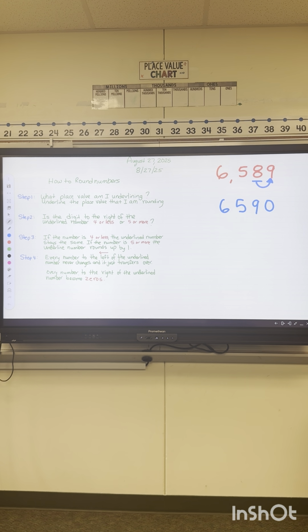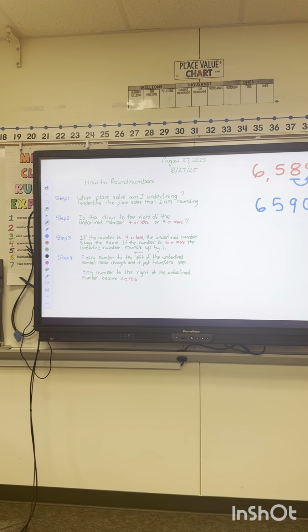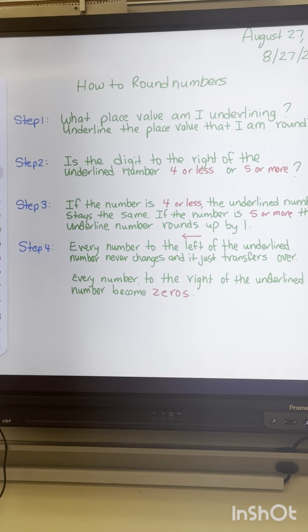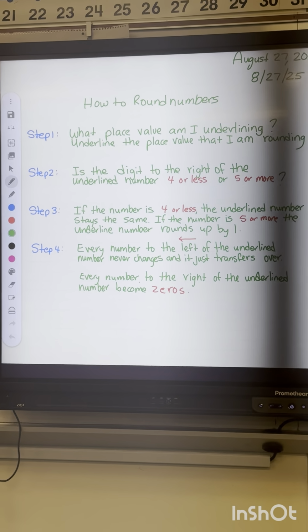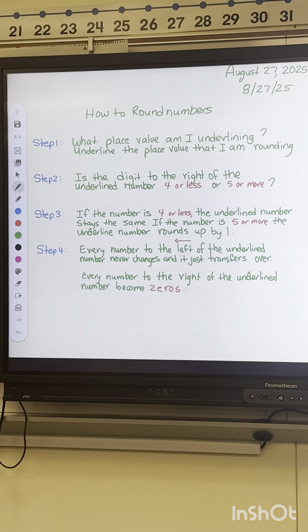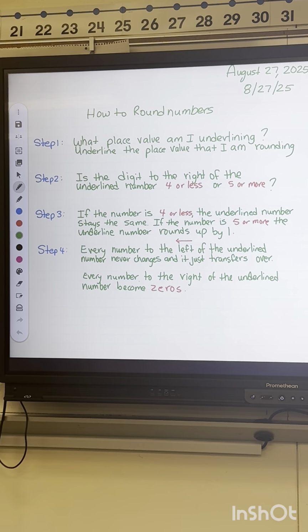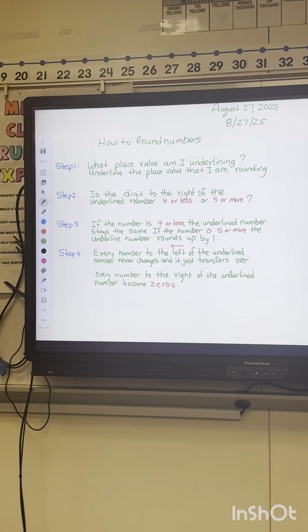I'll even zoom in a little bit. So if you wanted to screenshot it, you can. And I'll zoom in a little bit, okay? All right, let me zoom out a bit more. There you go, okay? So that's rounding, right?